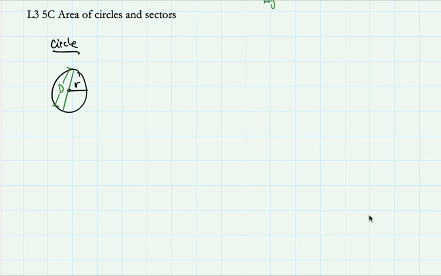Now you remember in the previous lesson we looked at the circumference of the circle, which was 2 pi r. In this case, the area is going to be equal to pi r squared. So please put that in your notes. The last one we're going to have a look at is the sector.